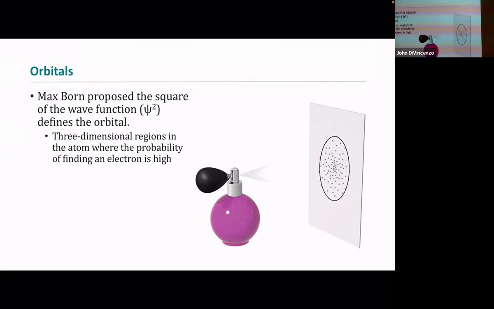So this is the spraying. If you spray something like this, is kind of the idea. And you can define the region however you want. You can define the region where I find the electron 90% of the time, which is common, 50% of the time, 10% of the time, do whatever you want. Obviously, it gets smaller, the smaller your probability. Okay.